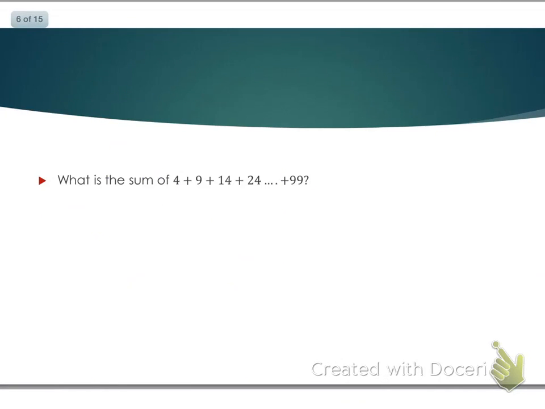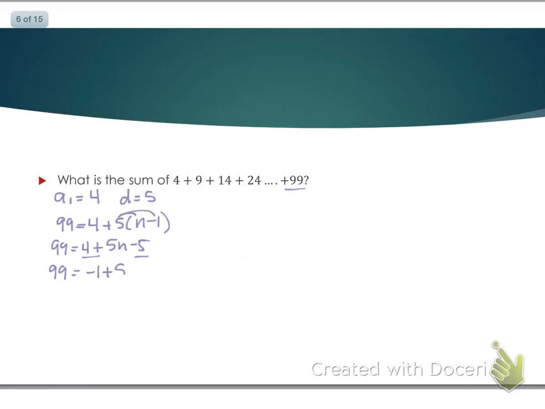What is the sum of 4 plus 9 plus 14 and so on up to 99? First we find our first term, which is 4. We have our last term, 99, but we don't know how many terms are between 4 and 99. The distance we're traveling from term to term is 5, since we're adding 5 each time. So we need to find n again. I plug into my explicit formula: my last term, my first term, my distance, and solve. 99 equals 4 plus, distributing, 5n minus 5. Combining like terms, negative 1 plus 5n. Adding 1, 100 equals 5n. Divide by 5, so n is equal to 20.